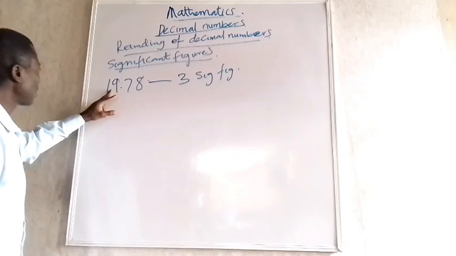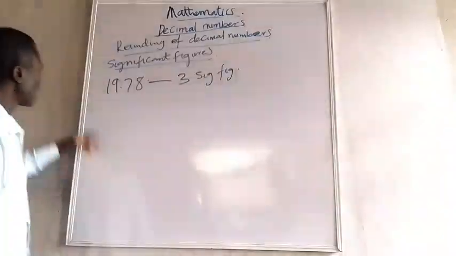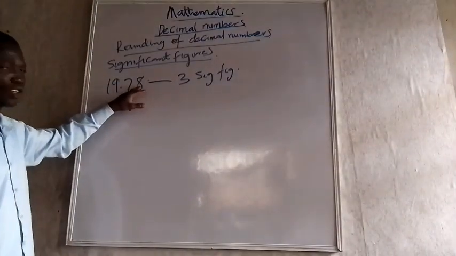Now look at this. If I want to approximate this one to 3 significant figures, I have 1, 2, 3, 4. But the last number is greater than 5.